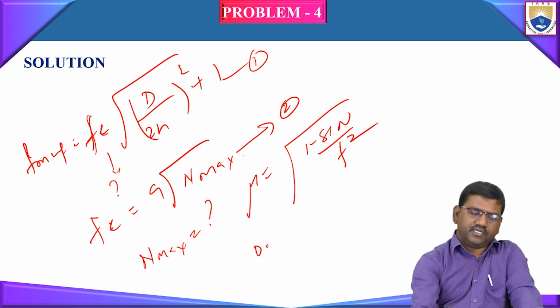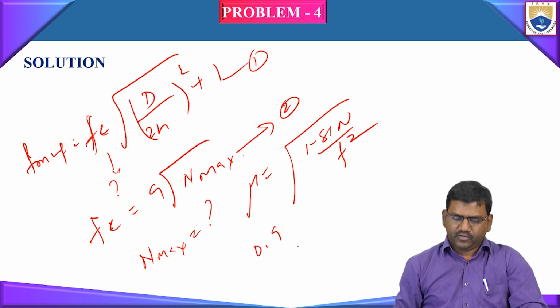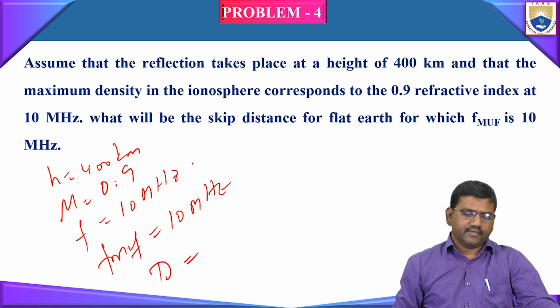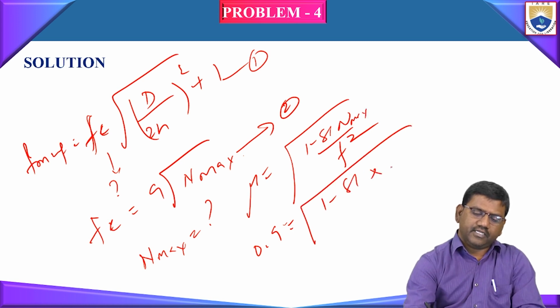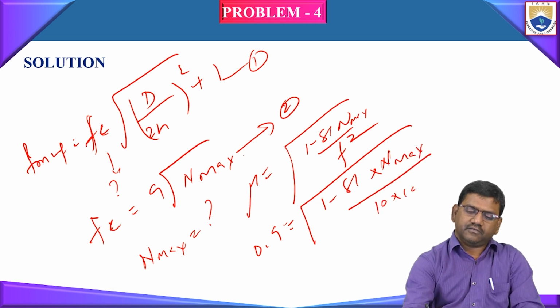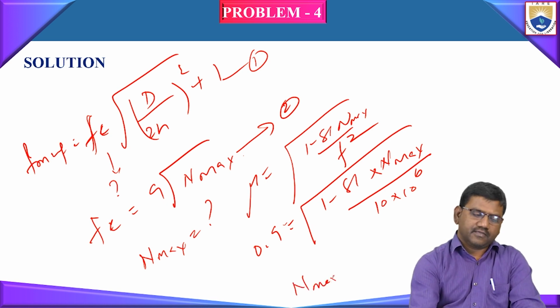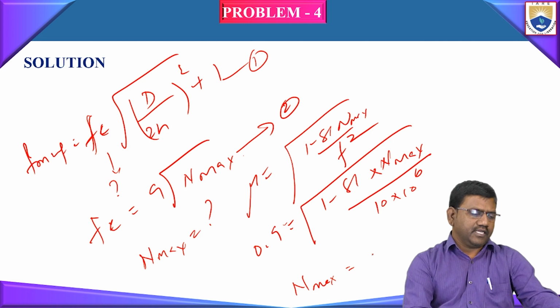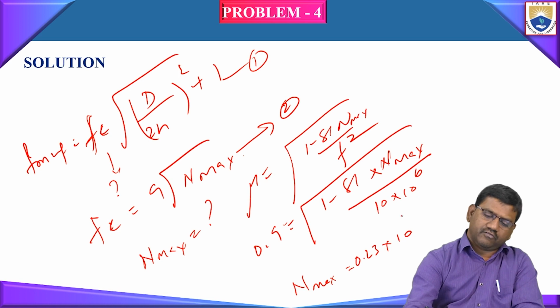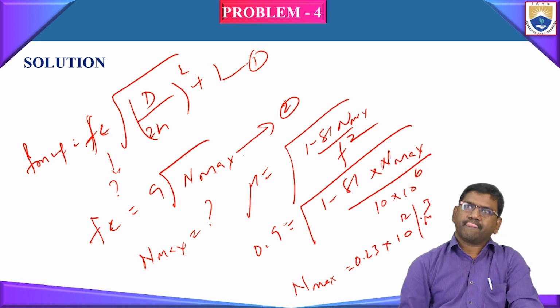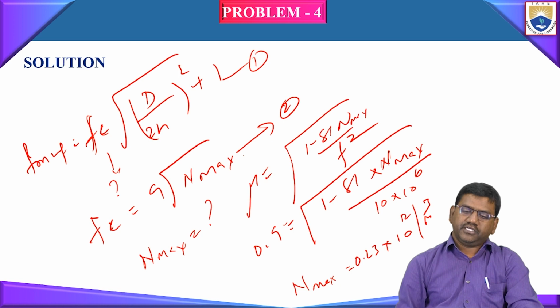What is the value of mu here? It is given as 0.9. So 0.9 is equal to root of 1 minus 81 into N max by f square, where f is 10 into 10 power 6. If you simplify this, you will get the value of N max as 0.23 into 10 power 12 per meter cubed.